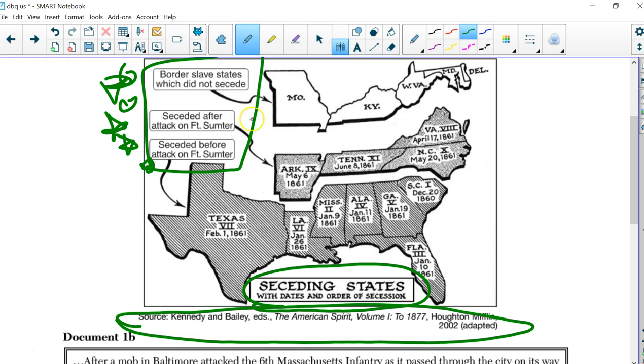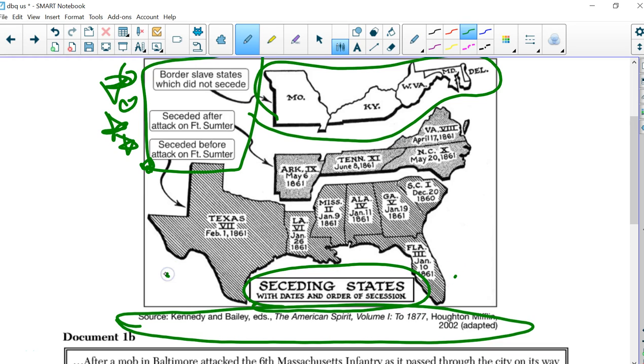Okay, so these states up here, there's an arrow going to them. These states up here, Missouri, Kentucky, West Virginia, Maryland, and Delaware, are border states which did not secede. Well, what's above them? With a time period? Well, we always link Abraham Lincoln to slavery, to the Civil War. So this is showing us the border states that did not secede from the Union. And so this is showing us the South.